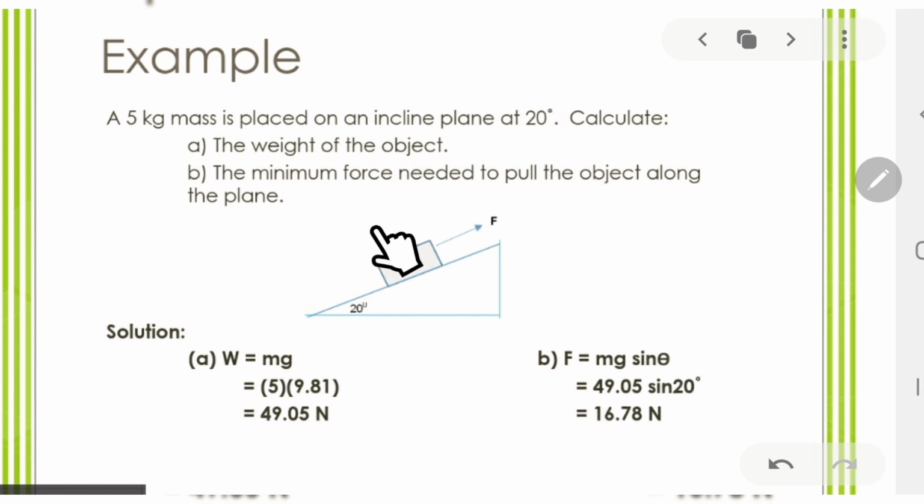Question number 2, the minimum force needed to pull the object along the plane. So kita nak kira daya yang digunakan untuk menarik objek ini melalui suatu permukaan yang condong. So for this question, we will use the formula F equal to mg sin theta. So in previous question, you already calculate the weight of an object. So to find the force needed to pull the object along the plane, we multiply the weight, which is equal to 49.05 sin 20 degree. The final answer will be 16.78 Newton.